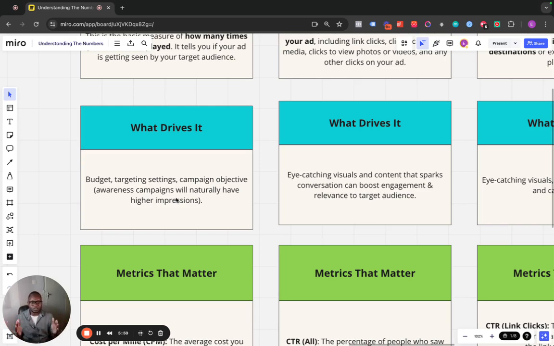Is it a broad audience? Have you narrowed it very significantly? Of course, the wider the size of your audience, the better, because it means you're going to be able to drive many more impressions. Three, campaign objective. If you're running an awareness campaign versus a conversion campaign, the awareness campaign is always going to be driving way more impressions at a way cheaper cost. And again, we'll cover why that is in a different video.